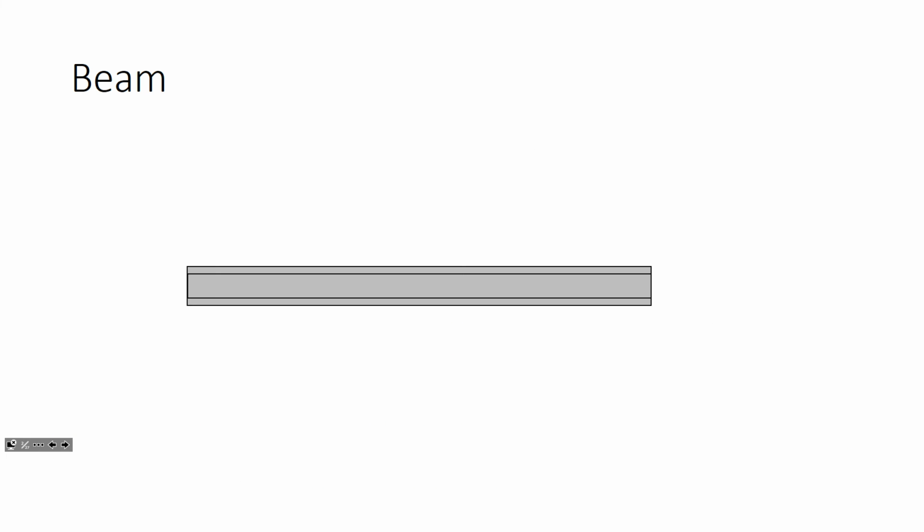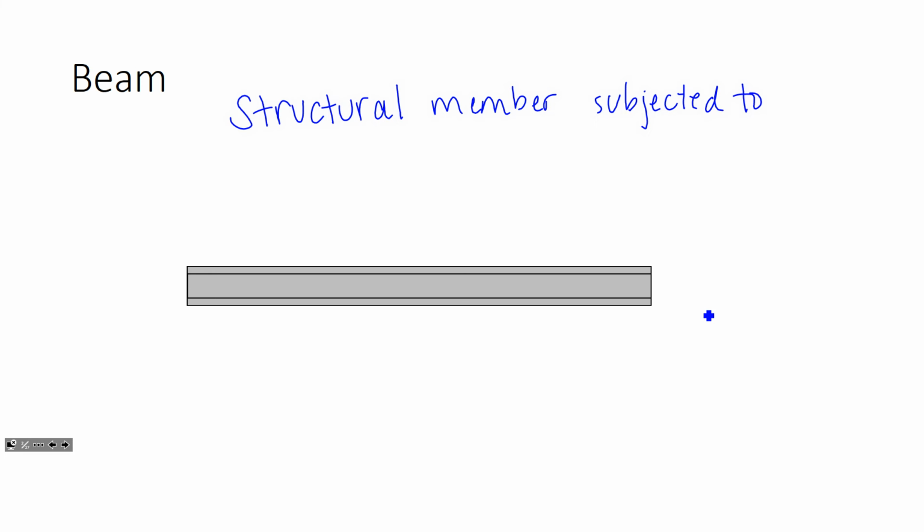So, this is a beam. Let's say we have a beam. What is the definition of a beam? It is a structural member subjected to, like we just said, bending and shear, right?